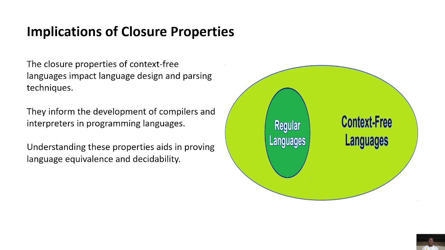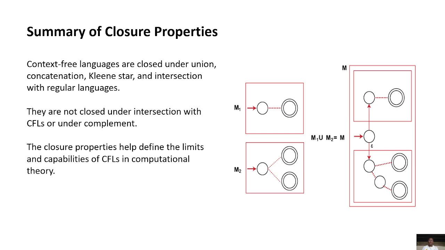The closure properties of context-free languages impact language design and techniques. This informs the development of compilers and interpreters for programming languages. Understanding these properties aids in proving language equivalence and decidability.